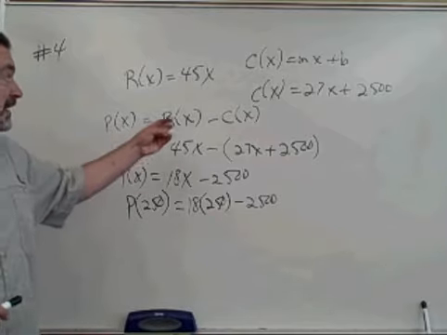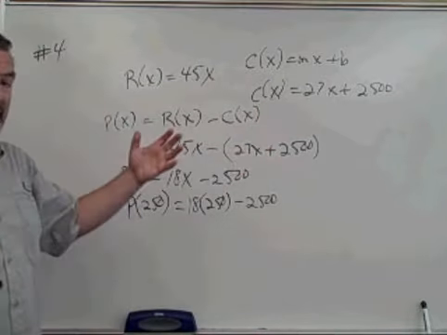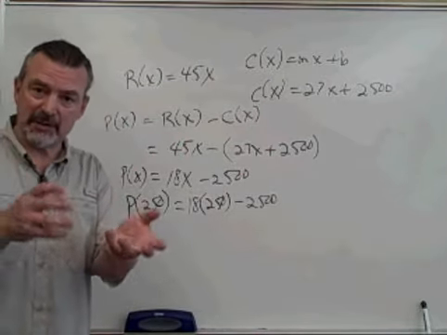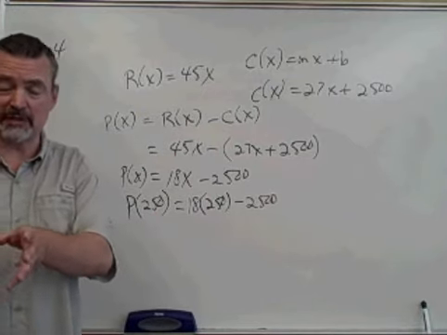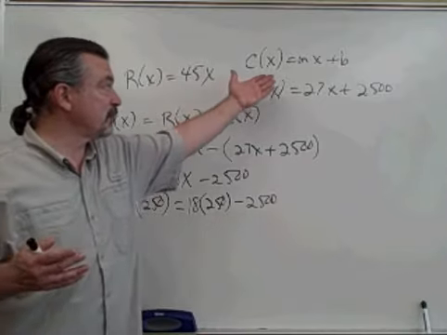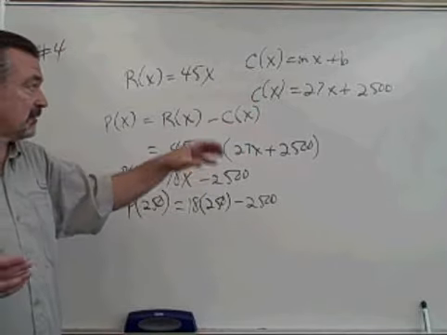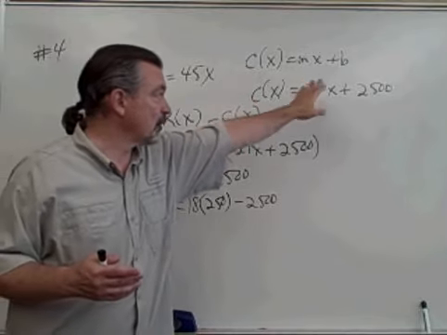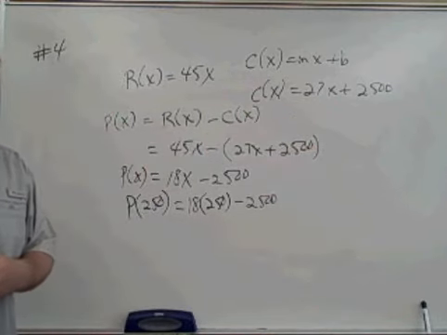So in this problem, it took a little more work to find our cost volume function. We had to use that information about pairs of binoculars made and the cost of making them as 2 points so that we could find our slope. Then we took that slope and one of those points to find the y-intercept, the fixed costs. And then we were off and running to finish the problem.